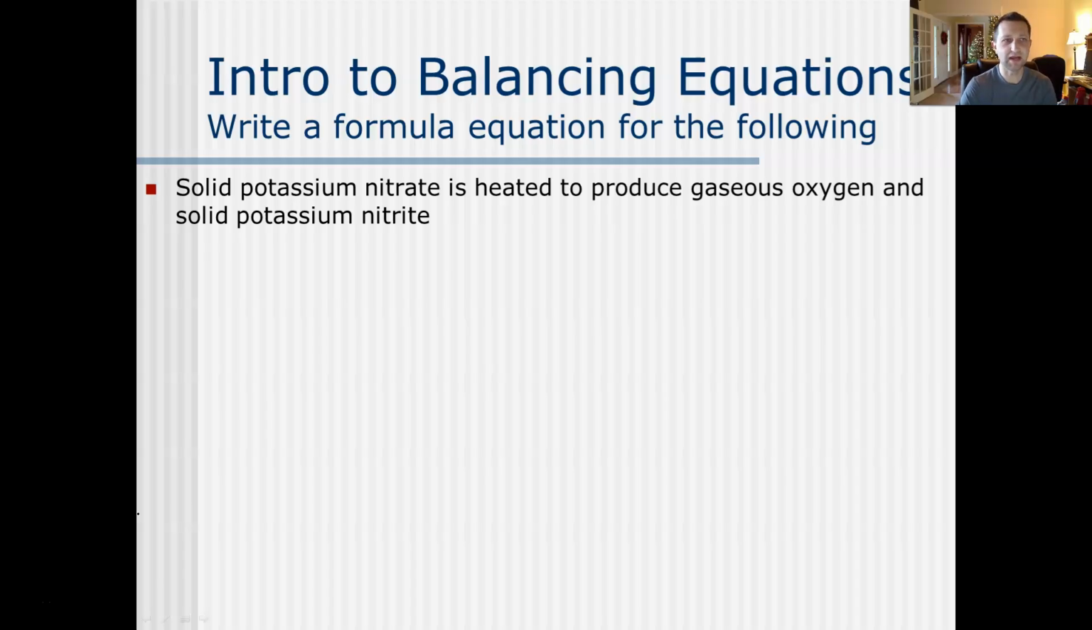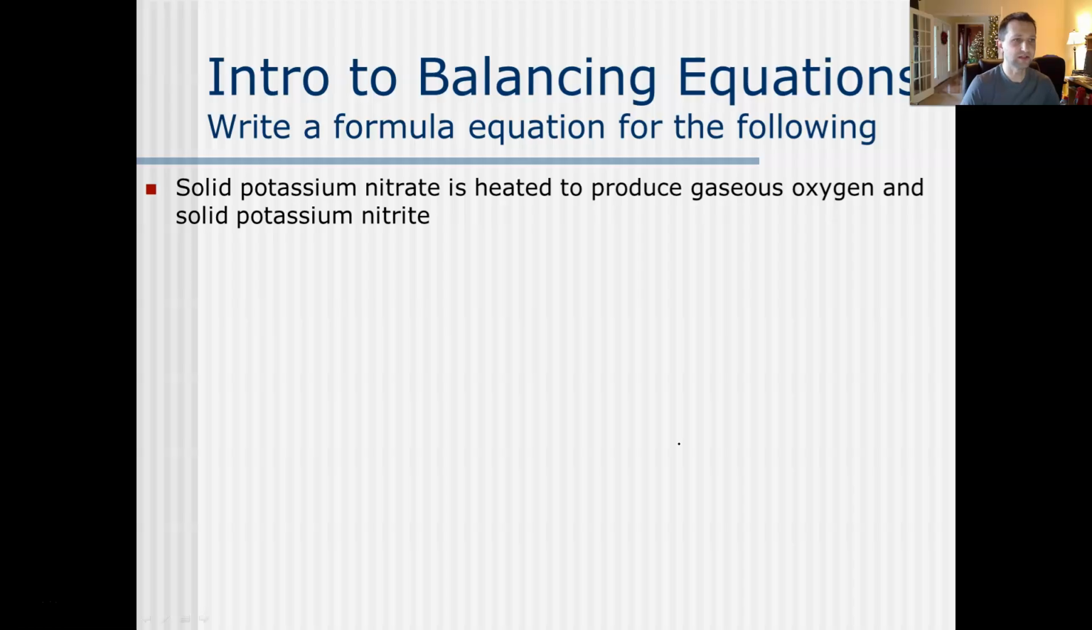This is actually in your packet on page 7. Go to page 7 and go to the top, and it should have this example where it says Intro to Balancing Equations. Write a formula equation for the following. A lot of this is really going to boil down to, can you take something in word form and put it into an actual chemical equation?